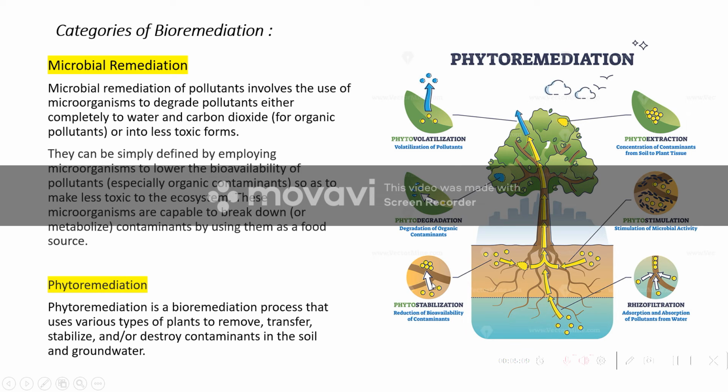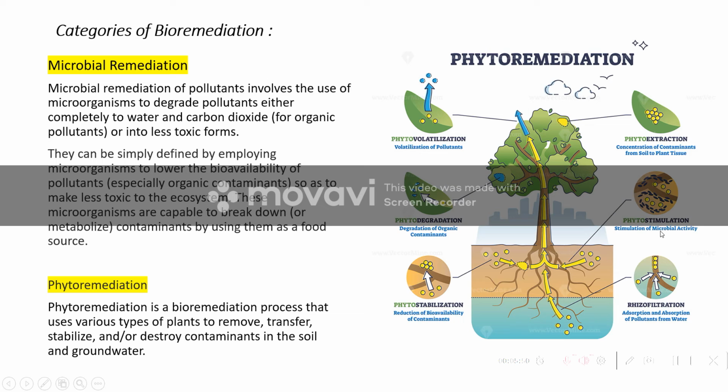Phytostabilization. In this process, chemical compounds produced by the plants immobilize contaminants rather than degrade them. Phytoextraction. Concentration of contaminant from soil to plant tissue. In this process, plant roots absorb the contaminants along with other nutrient and water. The contaminant mass is not destroyed but ends up in the plant shoots and leaves. This method is used primarily for waste containing metals. Phytostimulation.